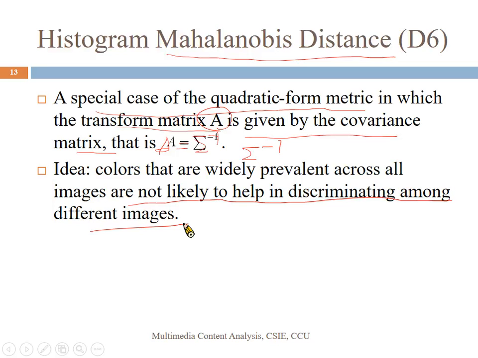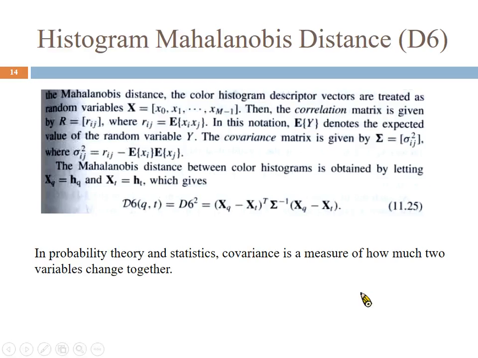So in this case, if we can consider such variance, then we can build a more accurate, a better transform matrix to improve our distance calculation. Okay, here are some details of the Mahalanobis distance. Given the color histogram descriptor vectors, let's denote it as x0 to xm minus 1. So there are m bins, there are m color ranges.